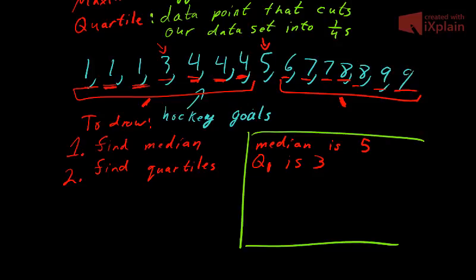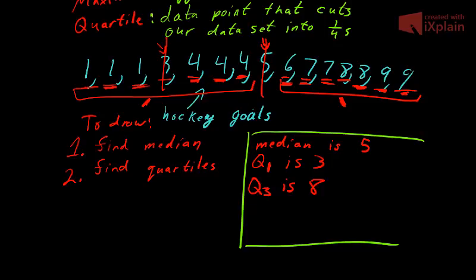So if we divide this into quarters, the 5 would be the second quartile, and we need to find the third quartile. So the 6 would cancel with the 9, 7 with the 9, 7 with the 8, and we have Q3 is going to be 8.